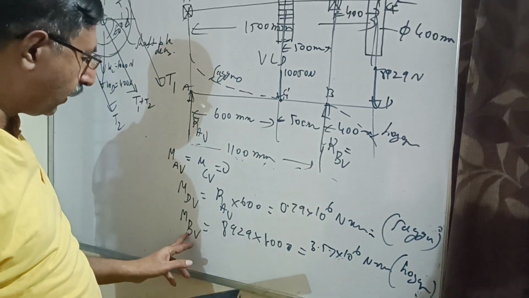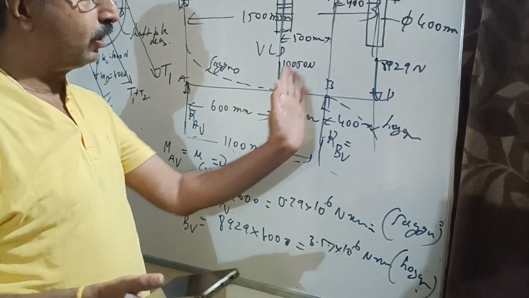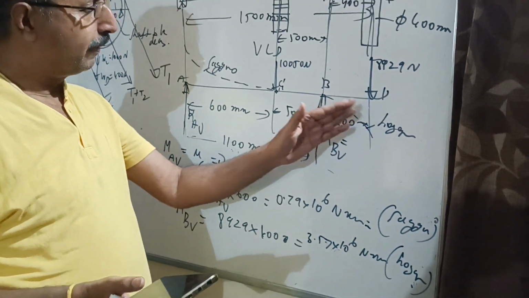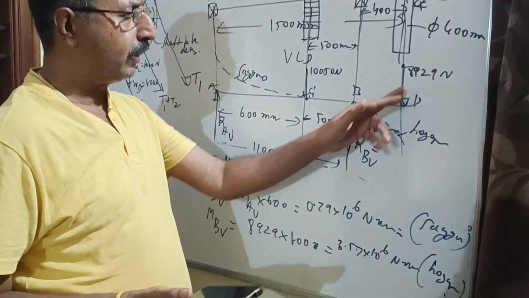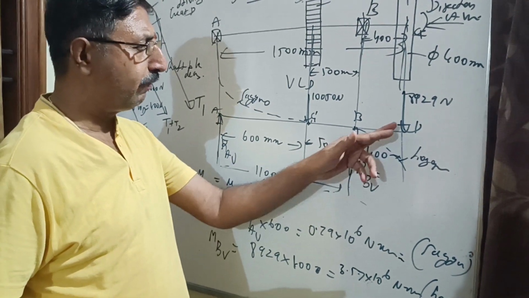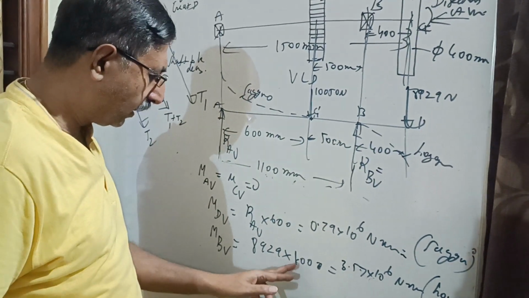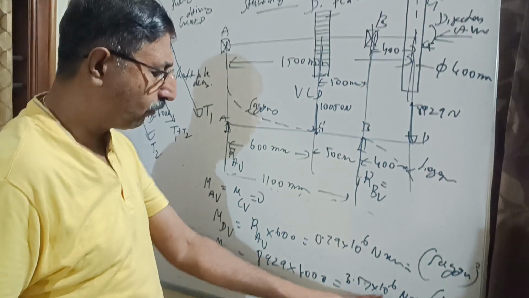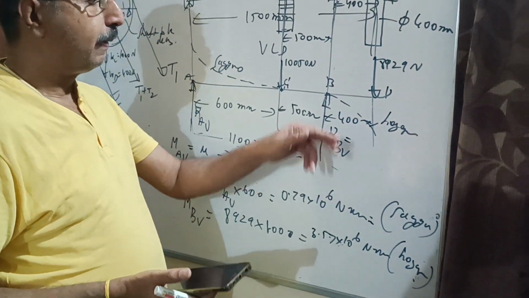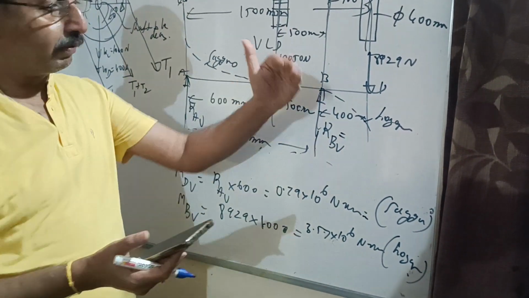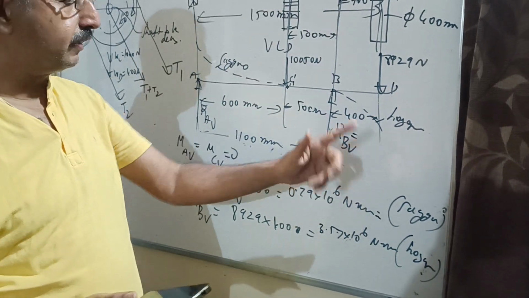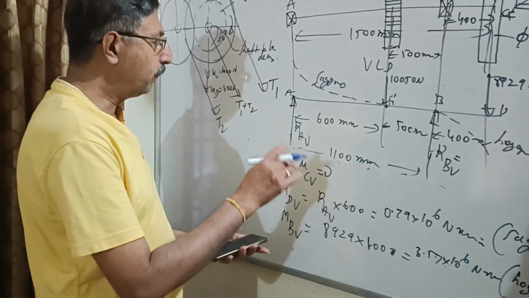Similarly, what is the bending moment at point D? There is only one force to the right of point D, so we can find the bending moment at point B due to 8,829 into 400. I am getting around 3.57 into 10 raised to 6 Newton millimeter. But it is acting in the downward direction, so the shaft will bend like this. This is hogging. I hope you understood.